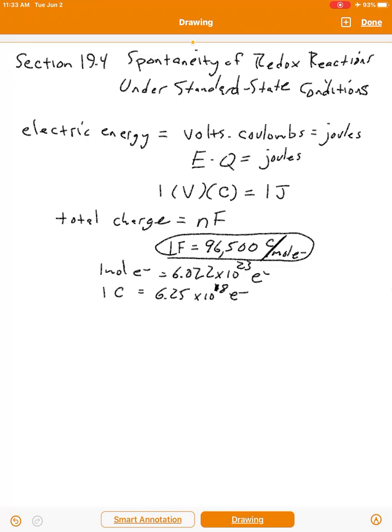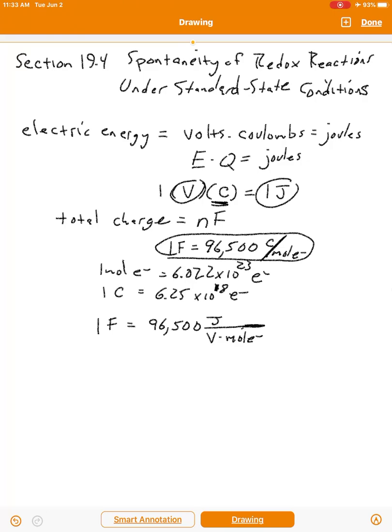Okay? Now, we can also write it another way. We can say that 1 Faraday is 96,500 joules per volt, right? Now, where did I get that? Joules divided by volts is equal to coulombs, right? So if it's coulombs, then we could make that joules per volt per mole of electrons. So there's our number right there.